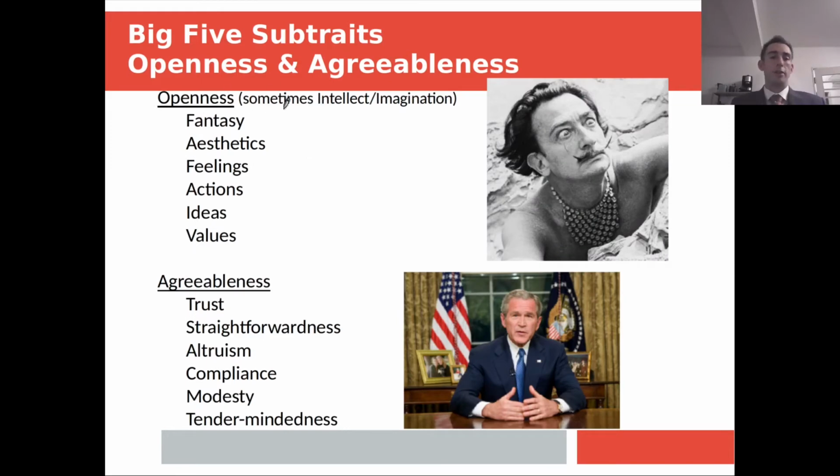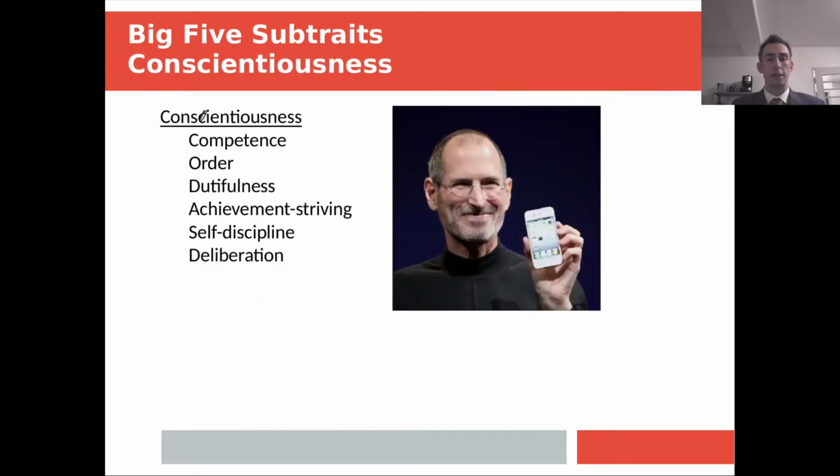Openness is another sort of new factor that was found, sometimes called intellect or imagination. It's sort of having fantastic ideas, aesthetics, feelings, actions, ideas, or values. The fourth factor is agreeableness, which includes trust, straightforwardness, altruism, compliance, modesty, or tender-mindedness. And finally, the fifth is called conscientiousness, which includes competence, order, dutifulness, achievement striving, self-discipline, and deliberation. It's kind of how much self-control you have, and how competent you are.